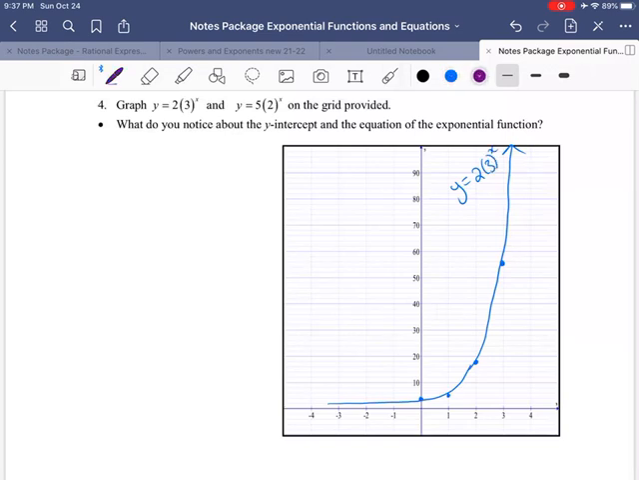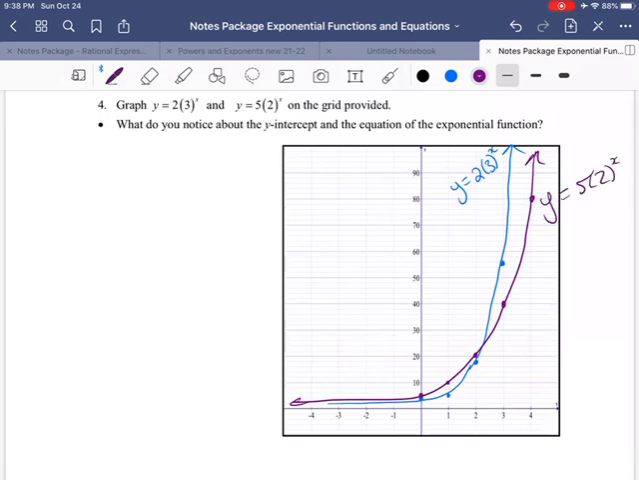And now let's graph the other one. It's going to go through like 4 and 80. And it goes through 3 and 40. And then like 2 and 20 something. 10, and then it's going to actually go through 5. That's y is equal to 5 times 2^x.